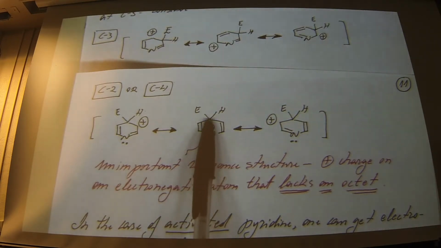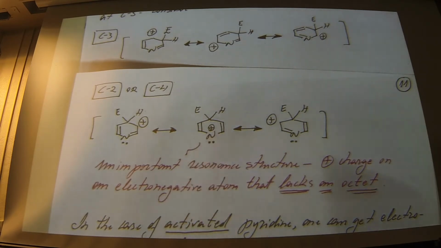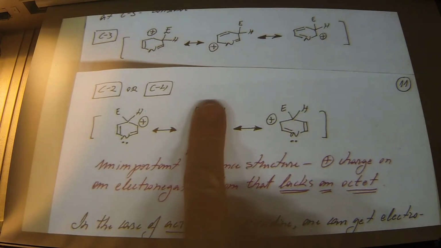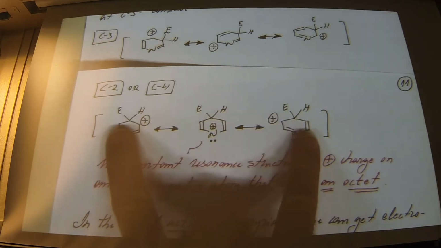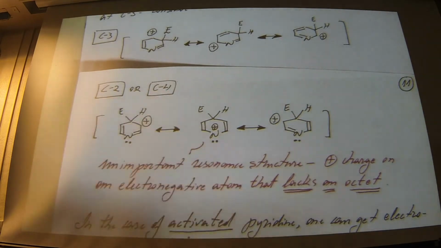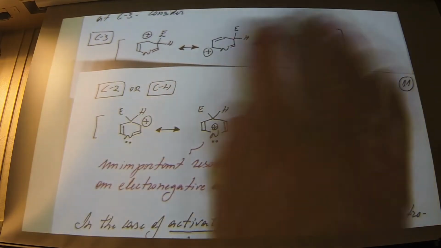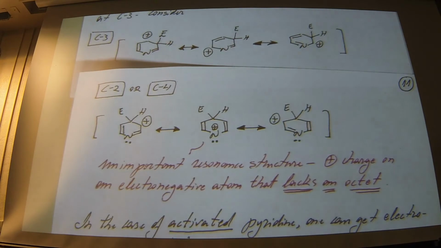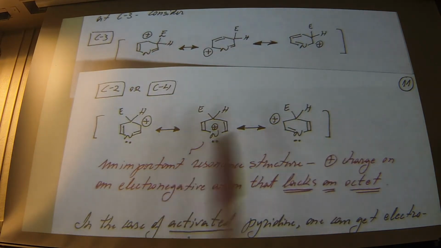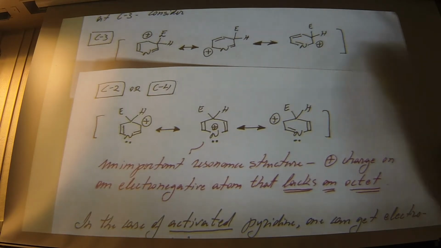For purposes of the octet rule, this has 6 electrons, so it is an electron pair short of an octet. What that really means is that this resonance structure can be ignored because it's too high in energy. So you only have 2 resonance structures for C2 or C4 versus 3 for the observed C3 attack. And so when you do electrophilic aromatic substitution on pyridine, C3 is where it happens. It doesn't happen anywhere else.